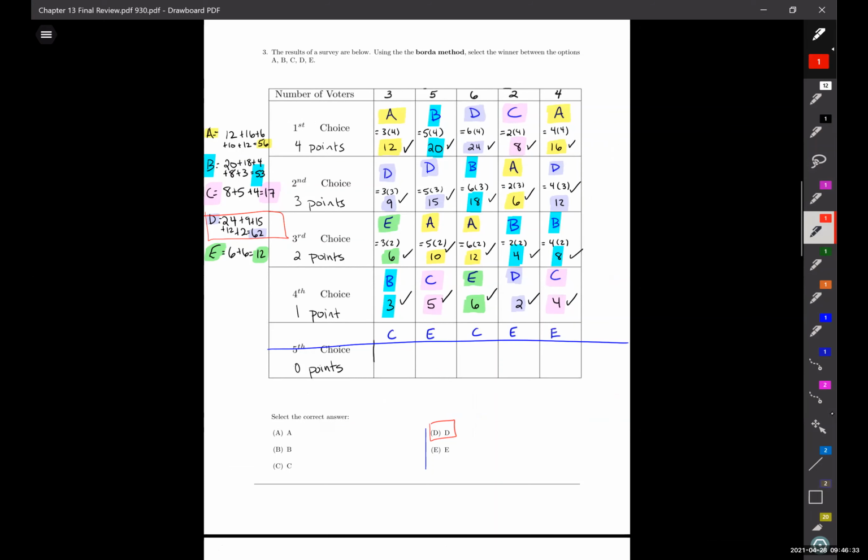So D actually had fewer first place votes. Notice it only had 6 first place votes versus A, which had 7. But D was very popular as a second place, and A was not so popular, so it eventually overcame that.